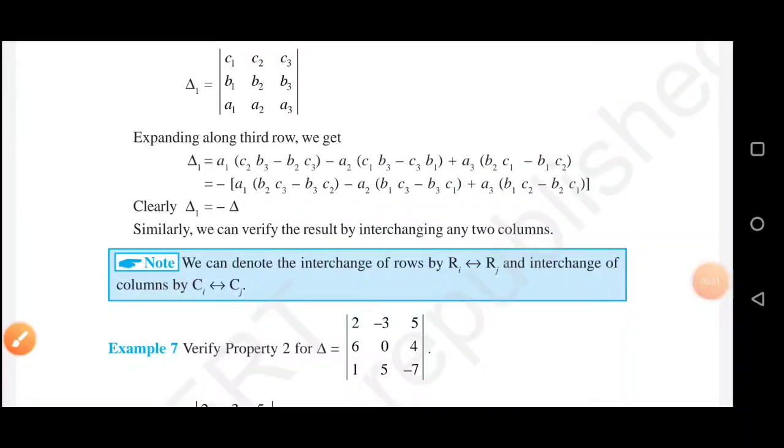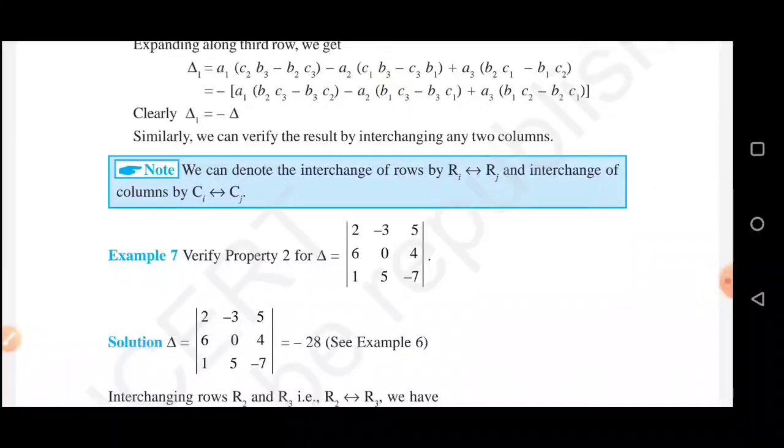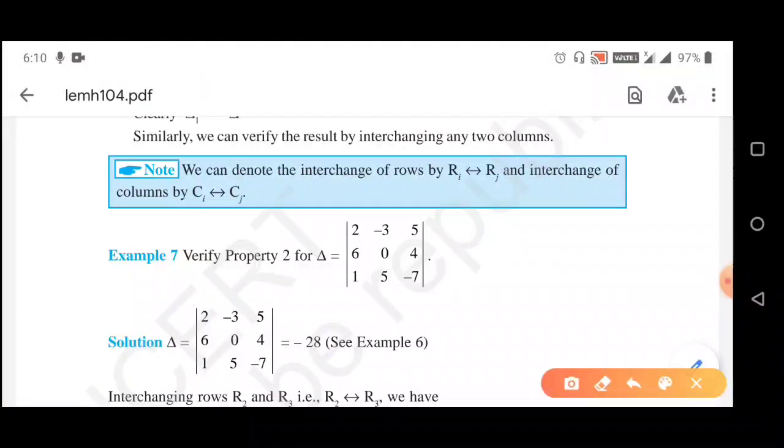So let's do example 7 to get a clear idea of property 2. In property 2, it was given that if any two rows or columns are interchanged, then the sign of the determinant changes. So here this determinant is given. That is given in example 6 also. The same determinant is taken here also. So the value of the determinant, as we all know, is minus 28. The explanation is done in example 6.